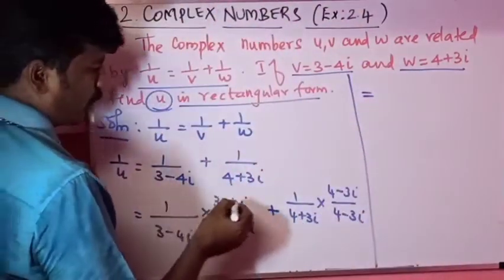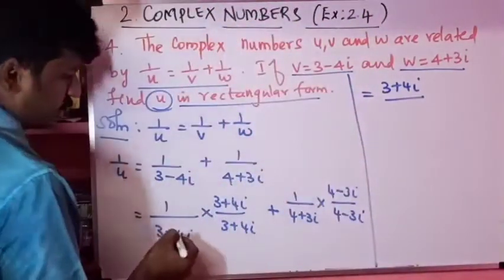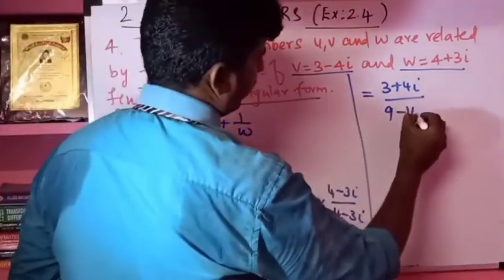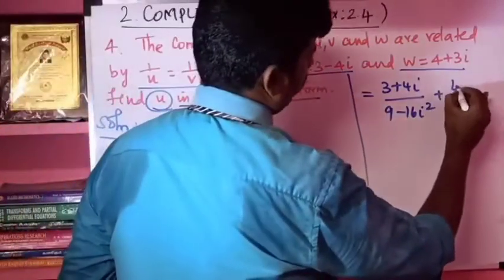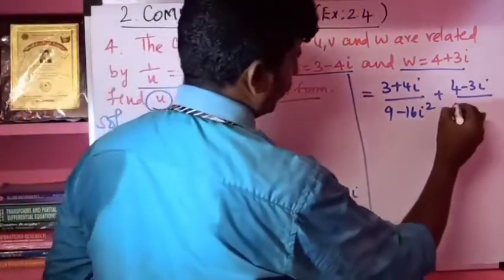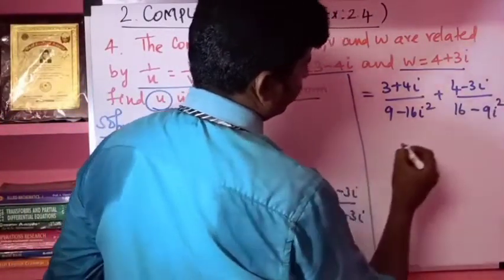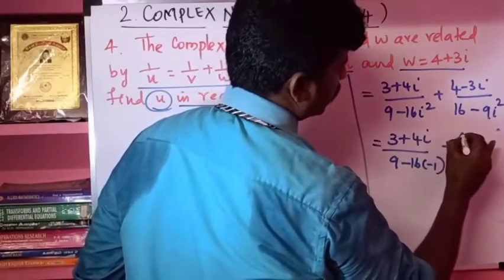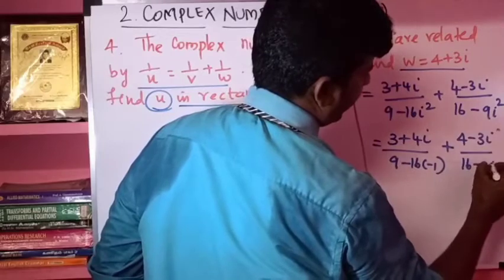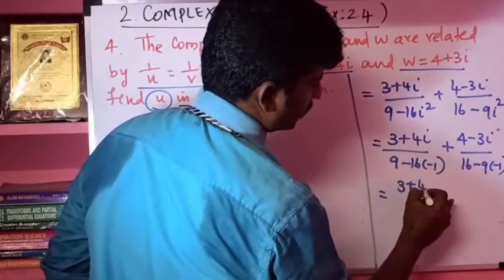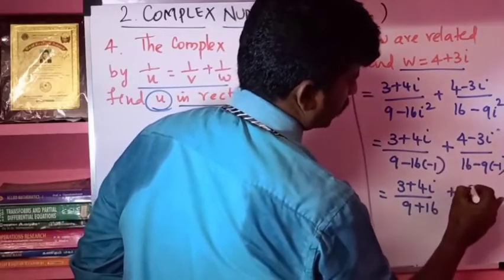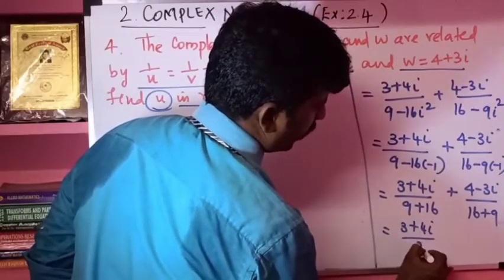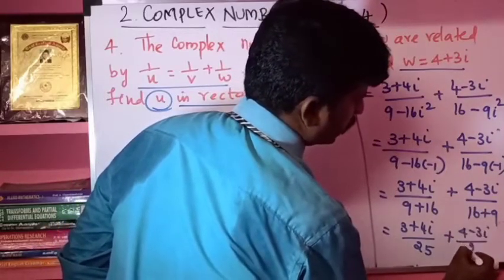Which is equal to 1 into this, 3 plus 4i, divided by, this is a minus b into a plus b, so a square, 9, 4 fours are 16, i square, plus here 1 into this, 4 minus 3i, divided by a plus b into a minus b, a square minus b square, right? This is equal to 3 plus 4i by 9 minus 16 into the minus 1, plus 4 minus 3i by 16 minus 9, the minus 1. So which is equal to 3 plus 4i divided by 9 plus 16, plus 4 minus 3i divided by 16 plus 9. So which is equal to 3 plus 4i by 25 plus 4 minus 3i by this is also 25.